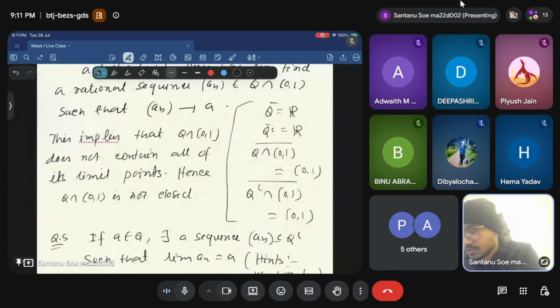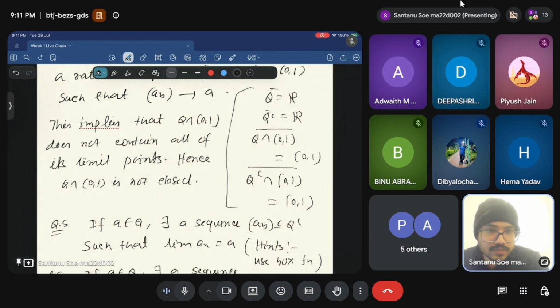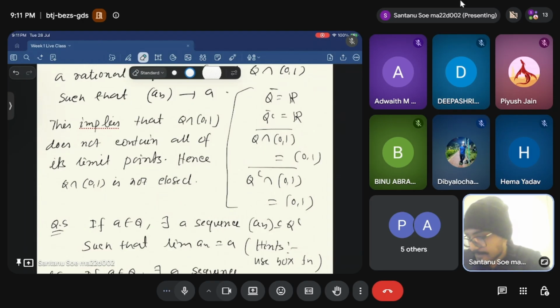So you guys can go through why the closure of Q equals R, why the closure of Q complement is R, why the closure of Q intersection (0,1) is [0,1]. Similarly, why the closure of Q complement intersection (0,1) is also [0,1]. Because of this denseness property it will come. So then I'll go to the next question.